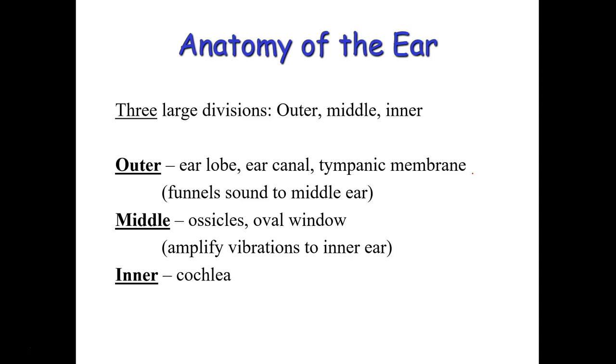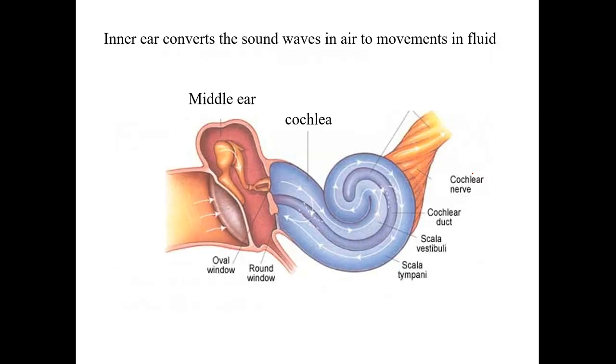The inner ear is made up of the cochlea, that snail-like structure that I showed you in the previous figure, and its sole purpose is to detect or transduce sound. It takes these vibrations from the ossicles of the middle ear and converts sound into a neural impulse. So let's talk about the way in which this happens.